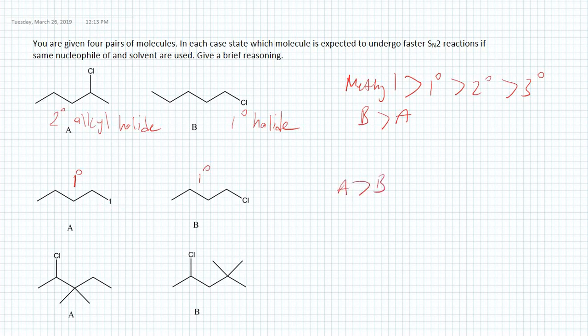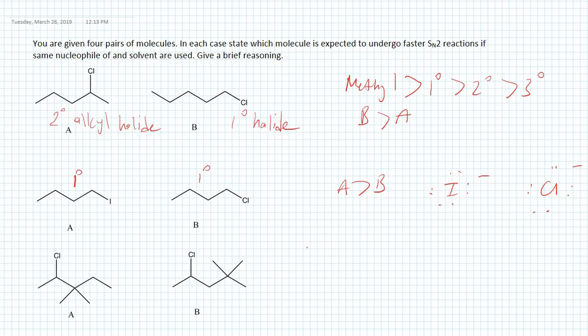The reason is that it has a better leaving group. What is a better leaving group? Iodine will have a net negative charge, and chlorine will have a net negative charge when they leave after the nucleophilic reaction. But iodine is able to stabilize the negative charge more than chlorine, because chlorine is smaller in terms of atomic radius. For that reason, the iodide anion will be more stable. That's the reason why A is going to react faster than B.